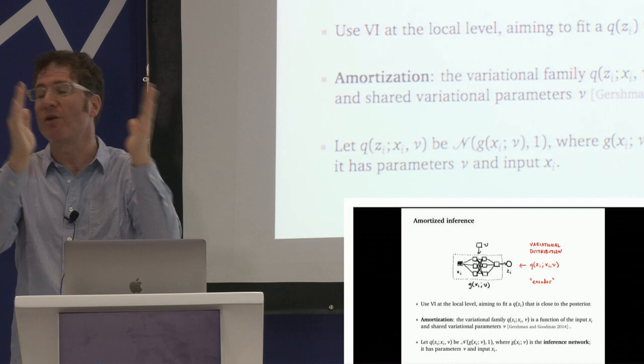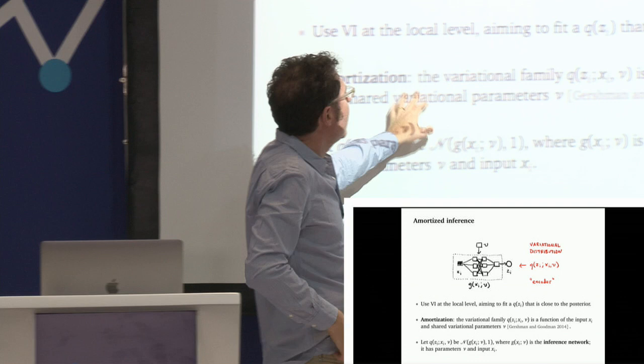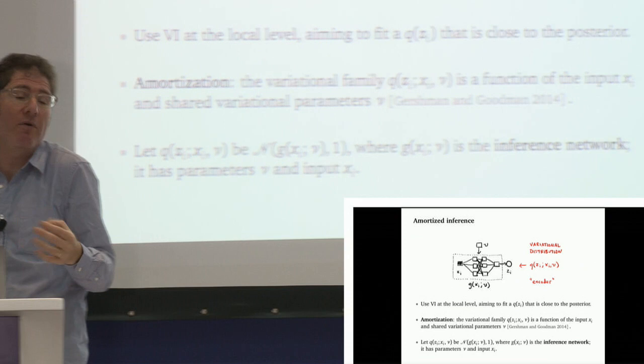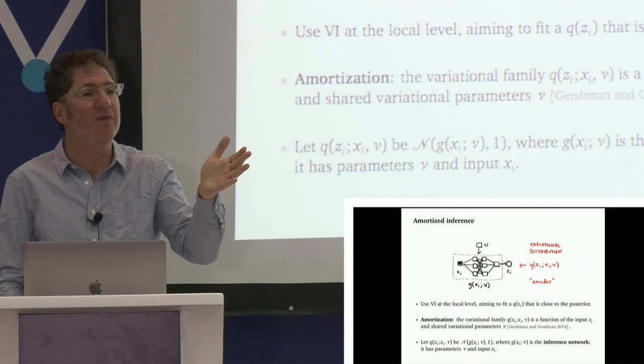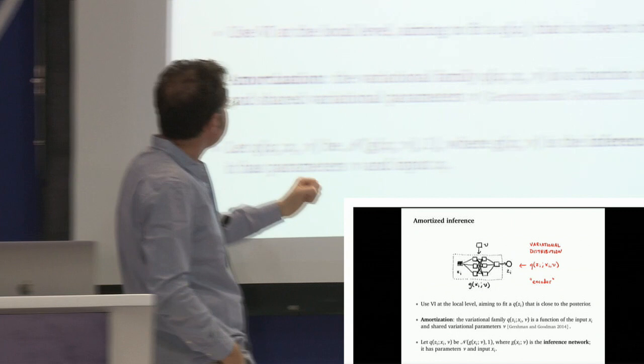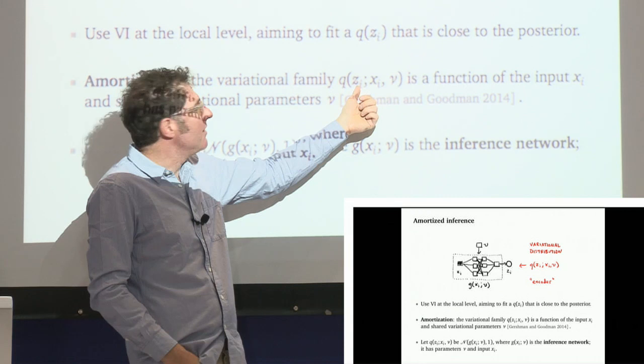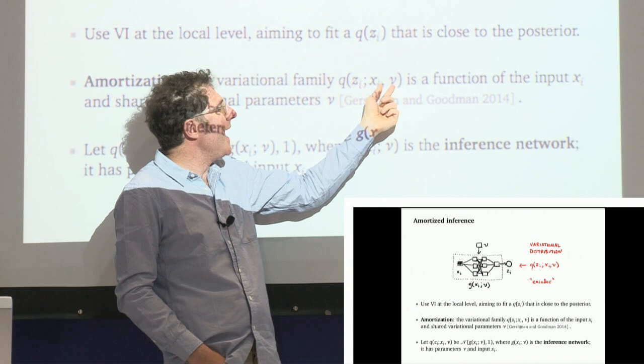The idea of amortization is about the variational family. In classical mean field, what would we do? Each q has its own parameter: q of z1 comes from parameter phi1, q of z2 has parameter phi2, and so on, all the way up to q of z100. But in amortized variational inference, q of zi depends on a shared variational parameter nu and the ith data point.